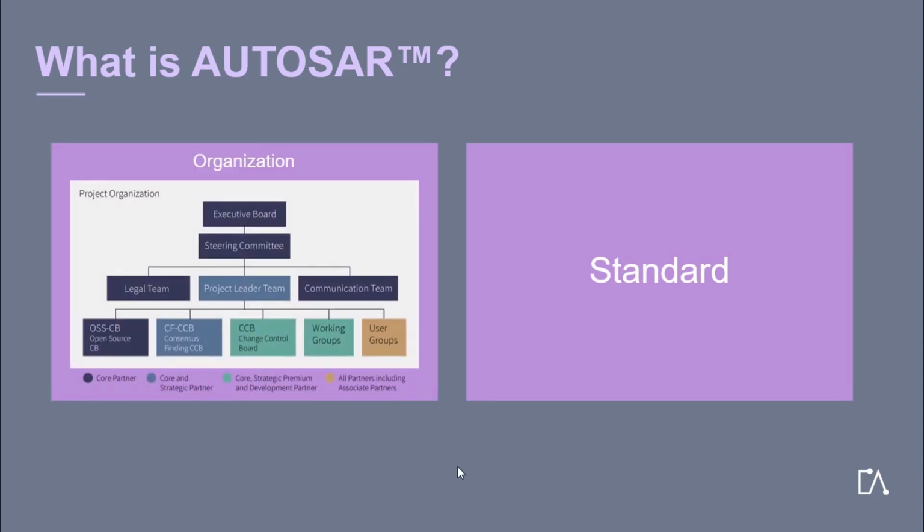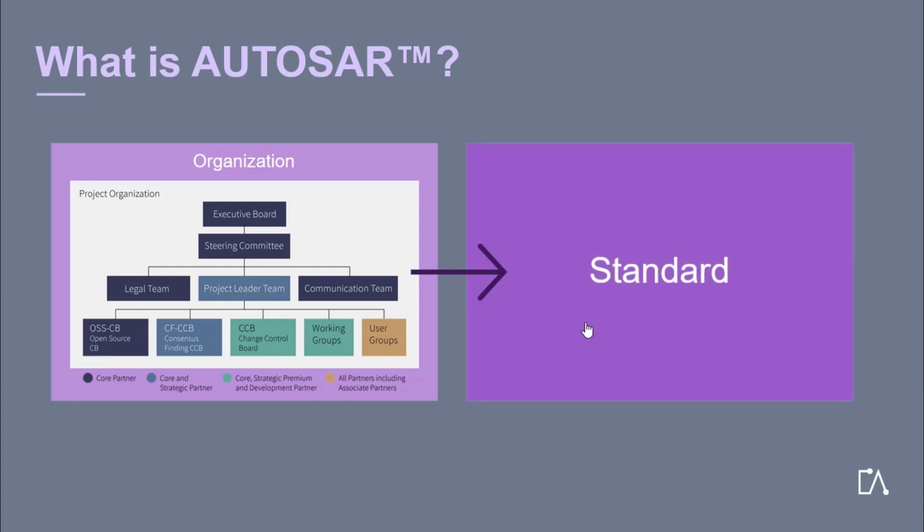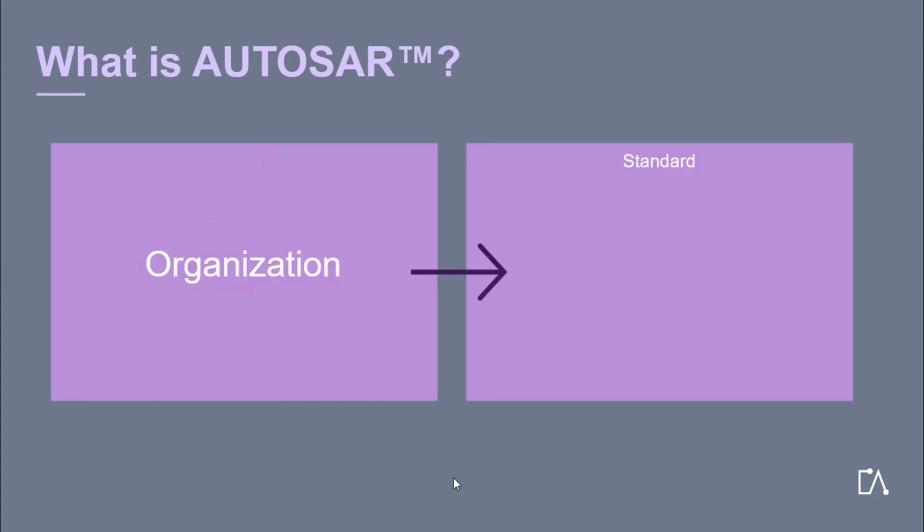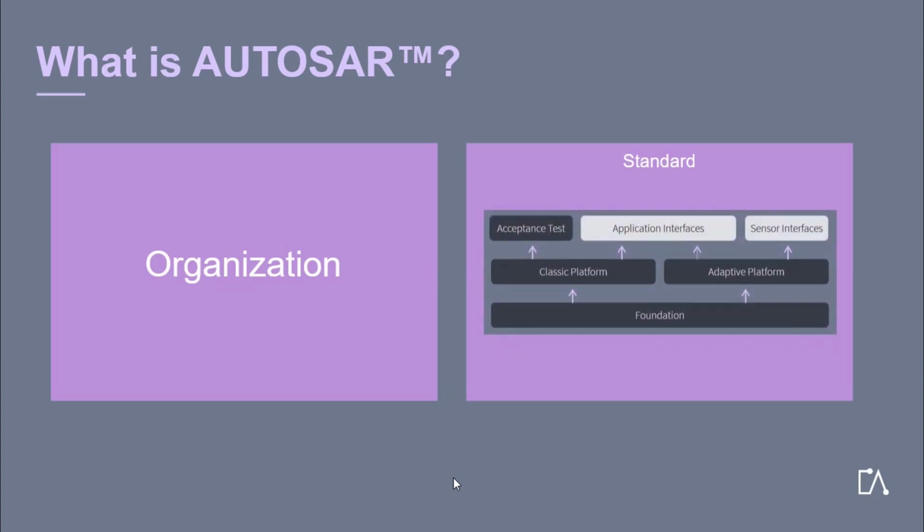The AUTOSAR organization is a global development partnership of automotive interested parties founded in 2003. The AUTOSAR organization specifies the AUTOSAR standard. Its primary goal is the standardization of basic system functions and functional interfaces.